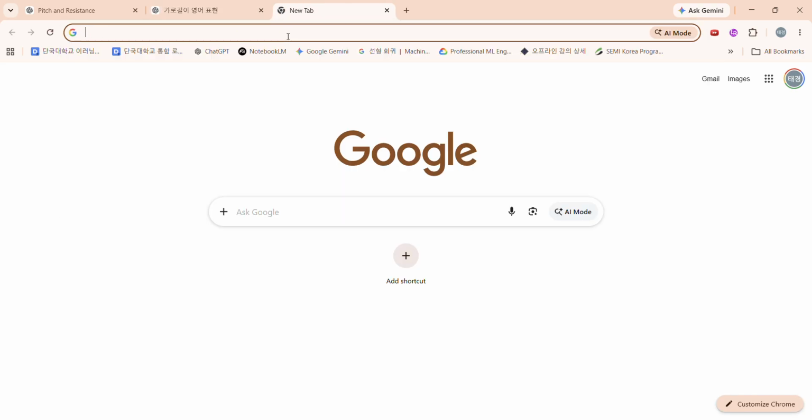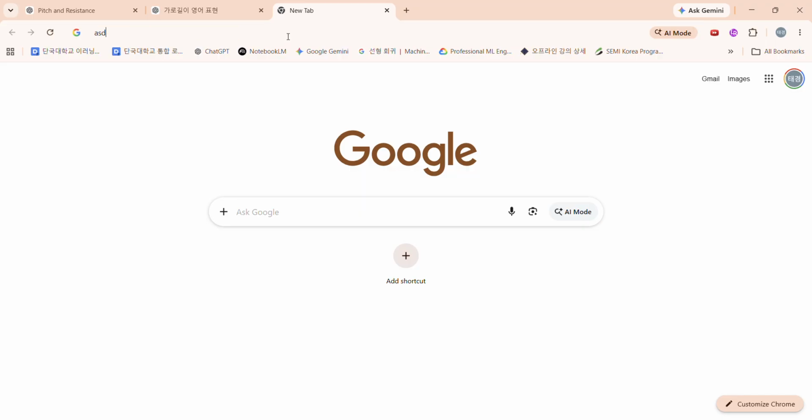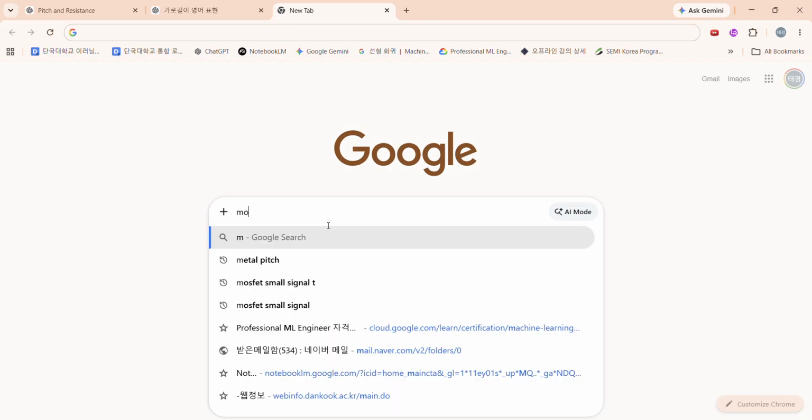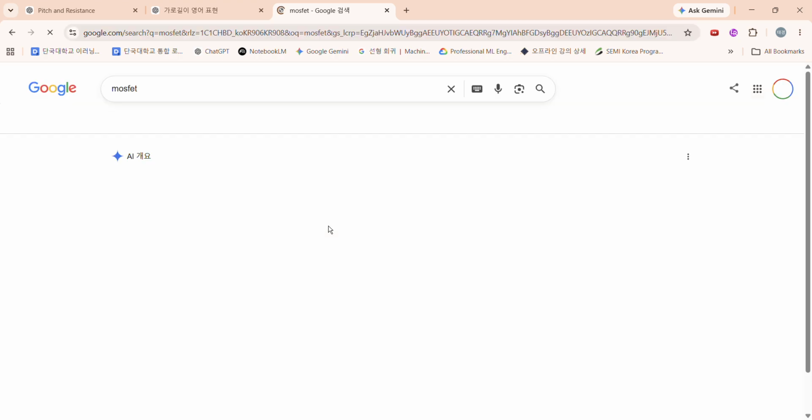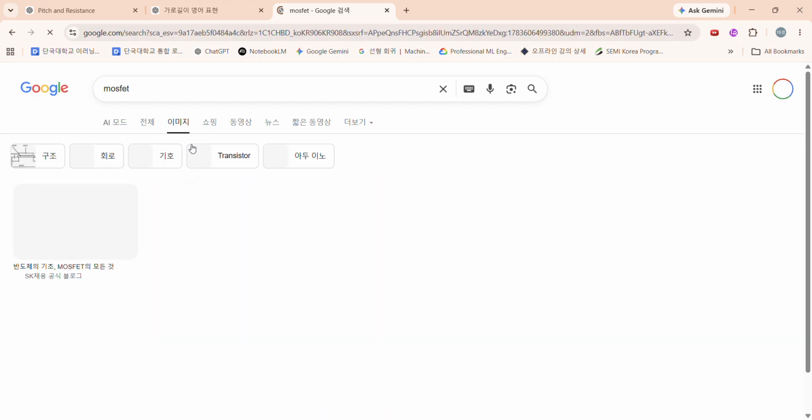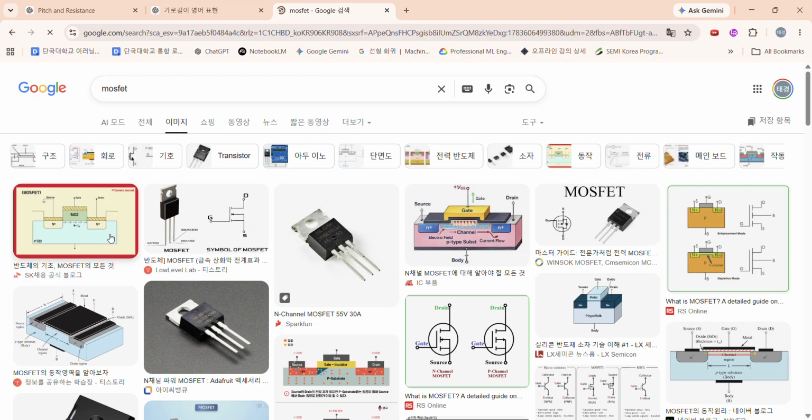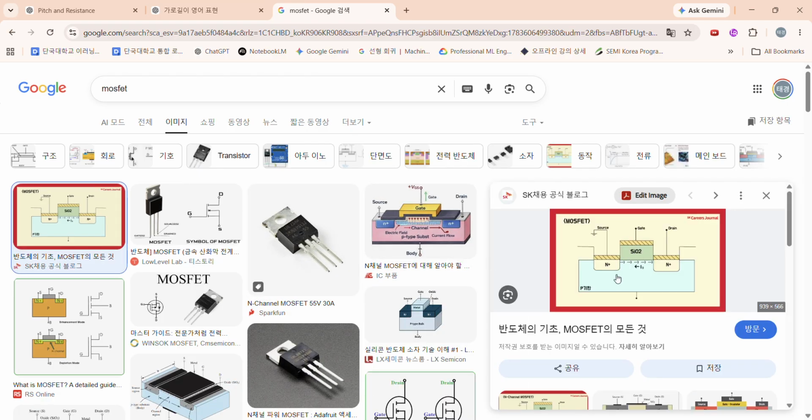Before that we need to know the structure of semiconductor. So I will look at the MOSFET. This is a MOSFET. And a semiconductor, as I said before, is a device to turn on or turn off. So when the gate voltage is high, it is turned on, and when the gate voltage is low, it is turned off.